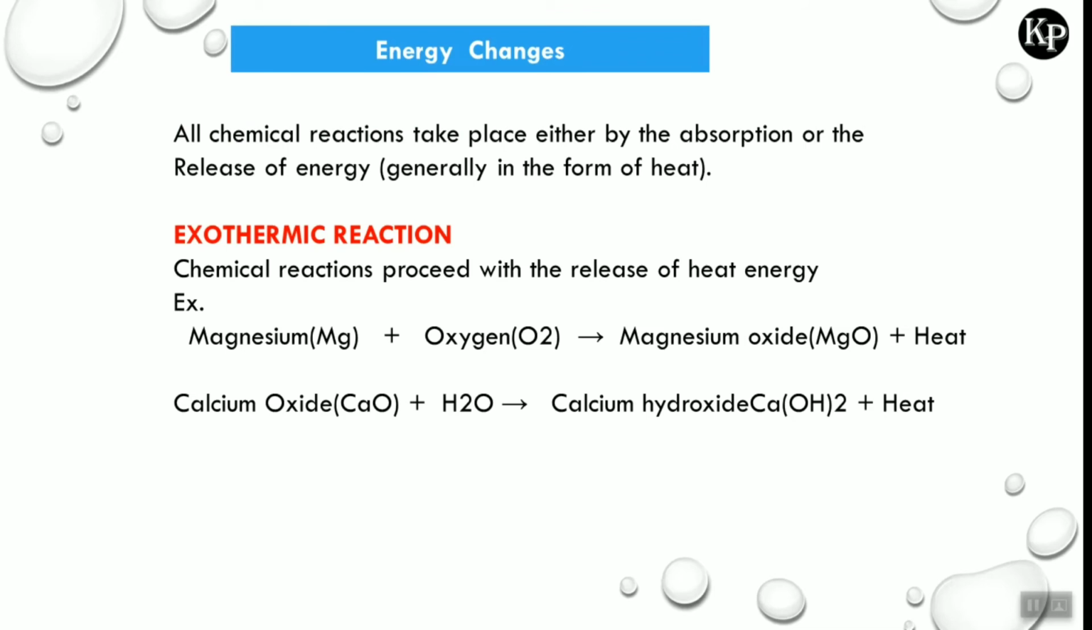Energy changes. All chemical reactions take place either by absorbing or releasing energy, generally in the form of heat. Number 1, exothermic reaction. Chemical reactions proceed with the release of heat energy. This is called the exothermic reaction. For example, magnesium and oxygen combine, the formation of magnesium oxide and releasing heat. In the second reaction, calcium oxide when reacted with water, the formation of calcium hydroxide, and there is also a release of heat. So this type of reaction is nothing but the exothermic reaction.